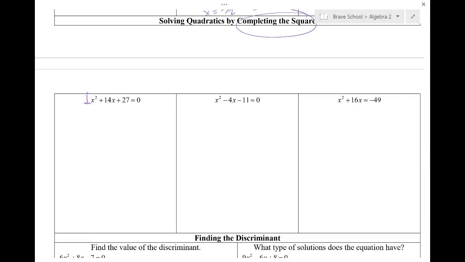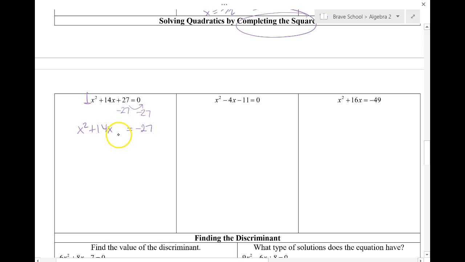Okay, so the first step is you want to take your c, the last number to the right, and move it over to the right side of the equal sign. Just simply subtract it from both sides. In this case, you get negative 27 on the other side. So now you'll have x squared plus 14x, and then I'm going to leave a space here because I'm about to add a number for completing the square, and then you have negative 27 on the other side.